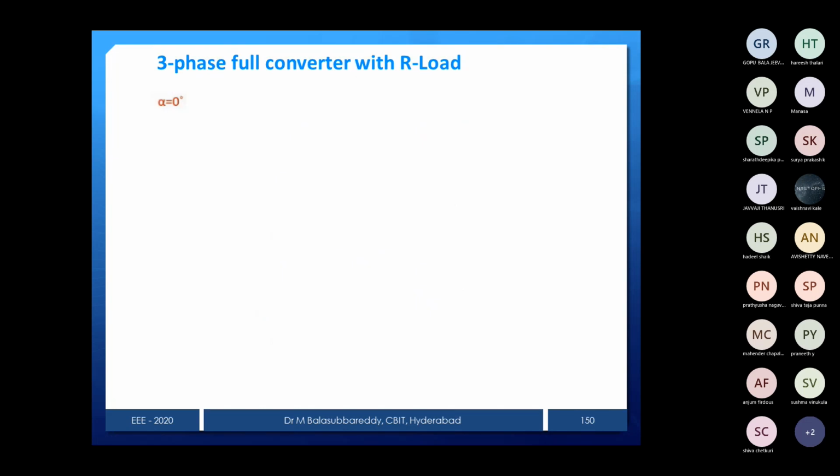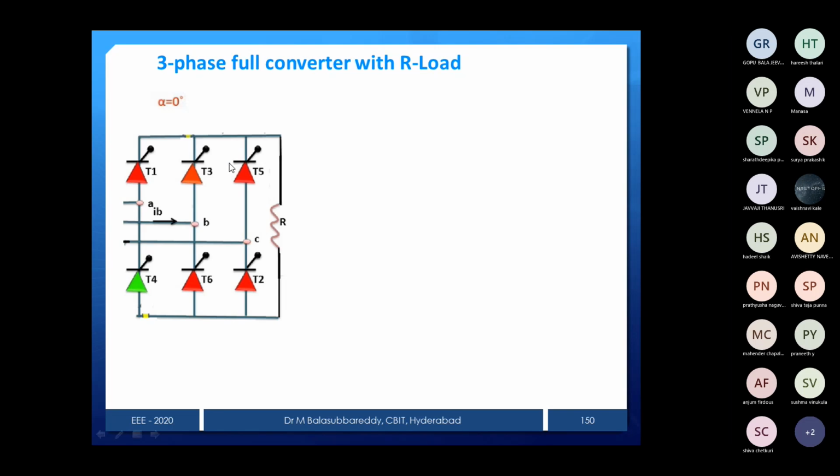Now, suppose alpha is 0 degrees. Alpha is 0 means what? It's like a diode, nothing. Or you can say the maximum output voltage will be obtained whenever alpha is equal to 0. As usual, you have to give the ABC supply here. Once you give the supply, then automatically the corresponding devices are going to be forward biased based on the magnitude of the supply, whether it is more positive or more negative. The sequence will be fixed here.